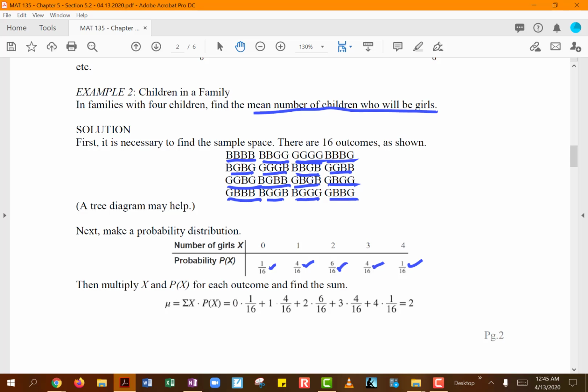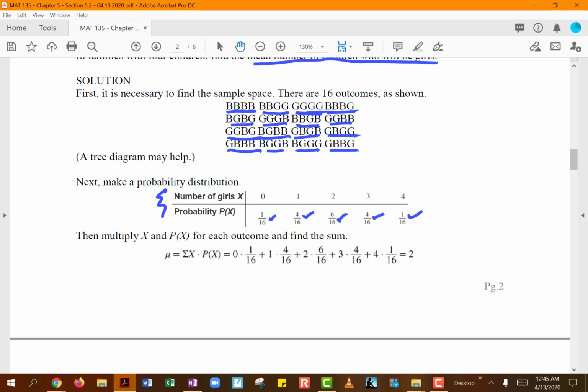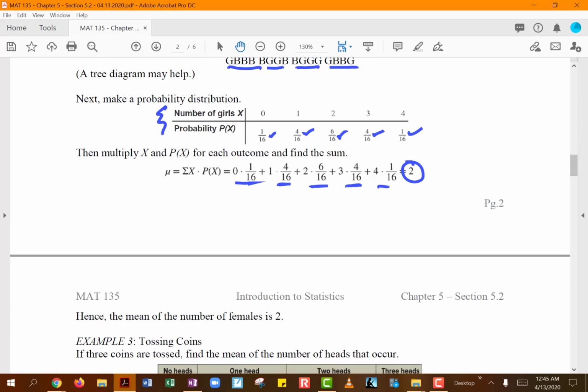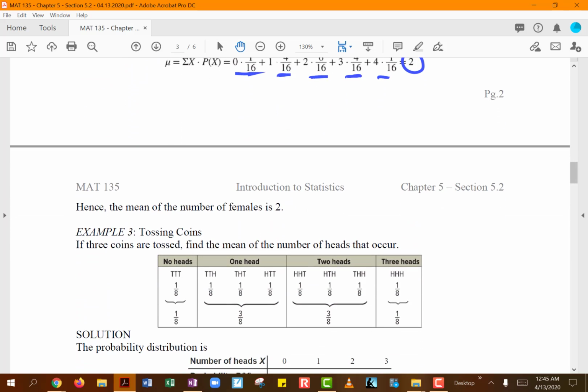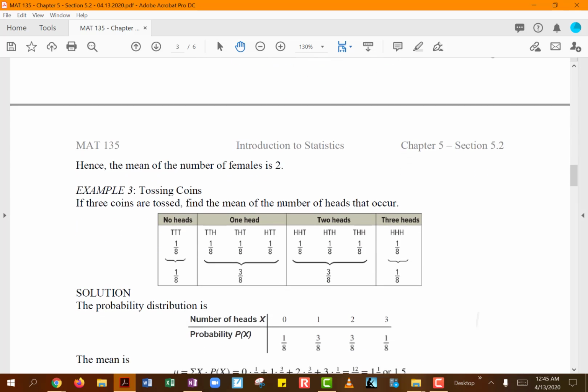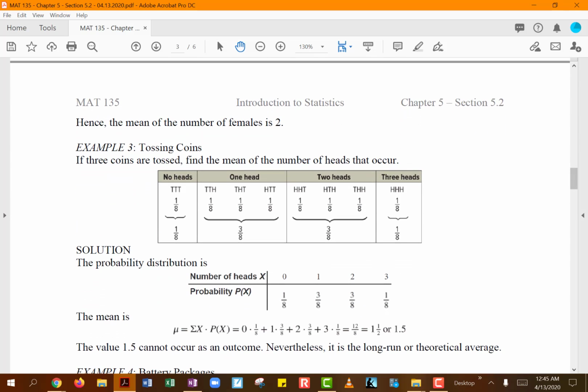So of course then we go ahead and create our probability distribution like we have here, and then again multiply each outcome by its probability, and that is giving us a mean value of 2. So we are saying that the mean number of girls in this family will end up being 2. So you can see it's a pretty straightforward calculation, right? Not too bad. So we have looked at this example back in section 2.1, so we're just kind of revisiting here.